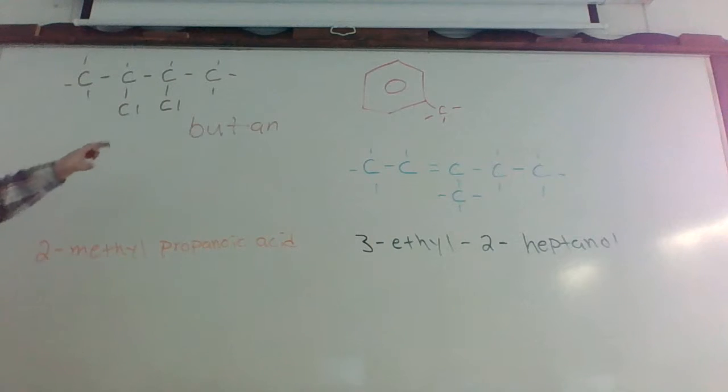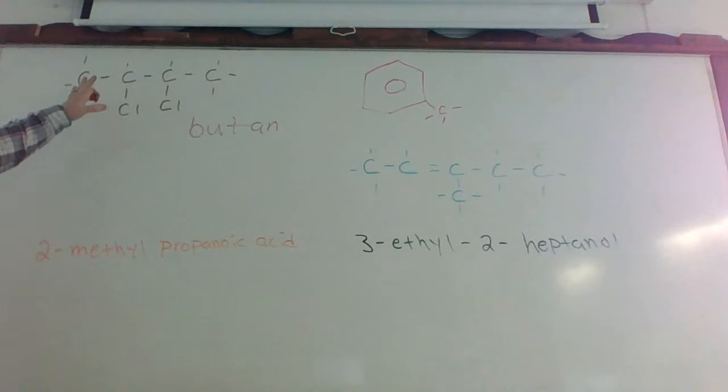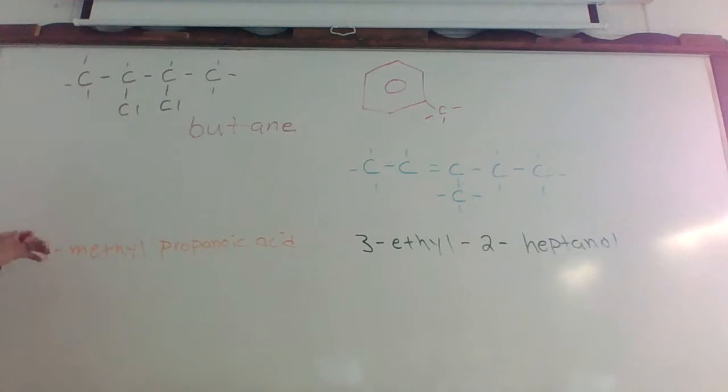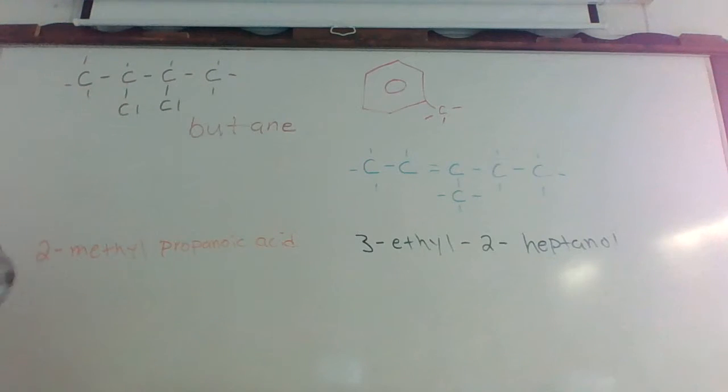So, now, is there anything branching off of those 4 carbons? Yeah, there's chlorines. So we can call this butane, but it's not just plain butane. This would be butane. But what is branching off of those carbons? Chlorine groups. Where are they located? 2 and 3.